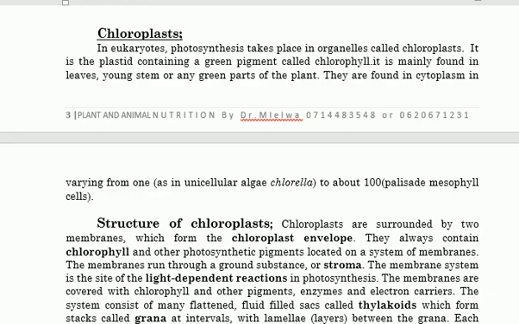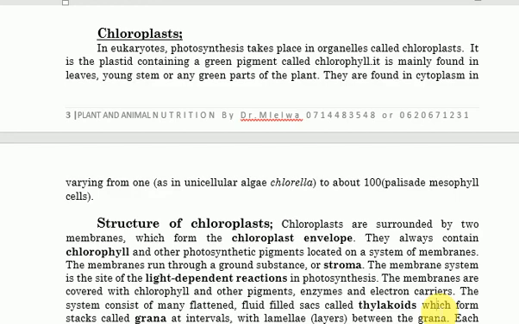So in eukaryotes, photosynthesis takes place in an organelle called chloroplast. It is the plastid containing a green pigment called chlorophyll. It is mainly found in leaves, young stem, or any other green parts of the plants. That's why in my previous video I told you that all the green parts of the plant are involved in the process of photosynthesis. However, the leaves are the major photosynthetic organ of the plant.